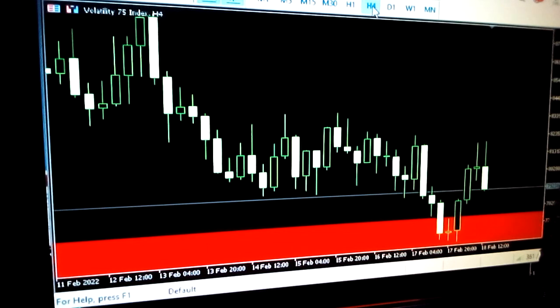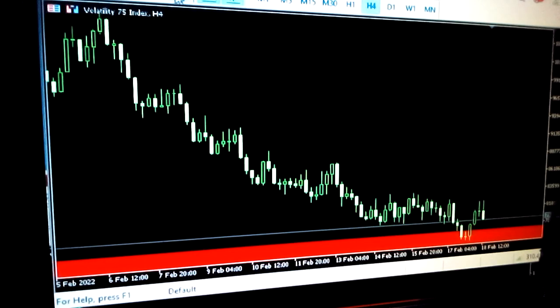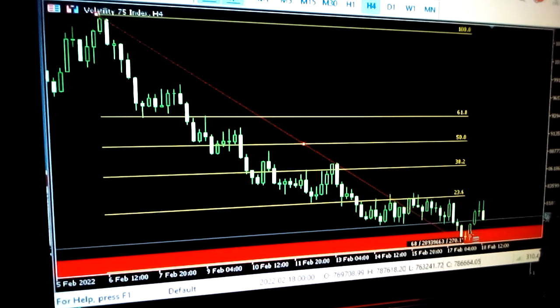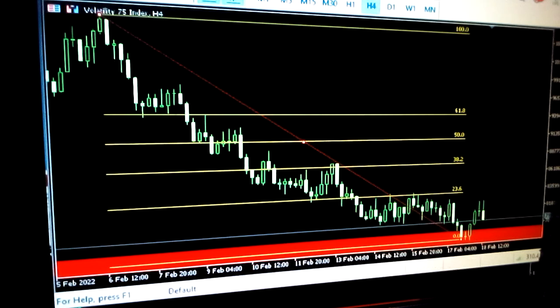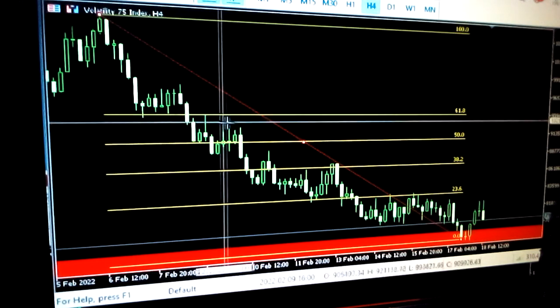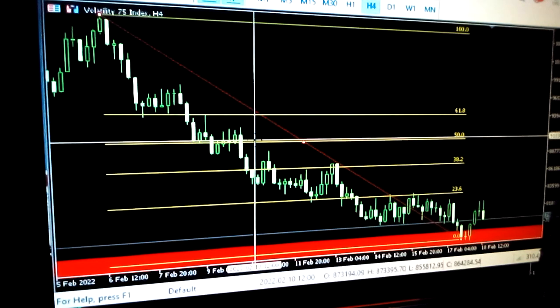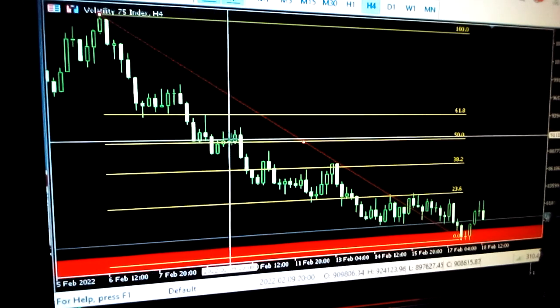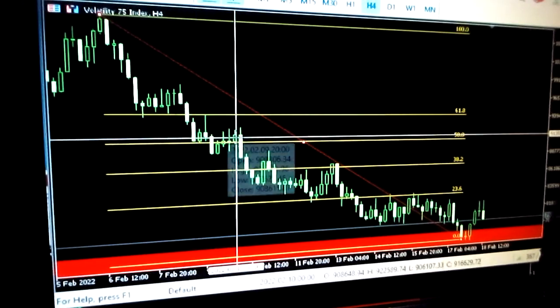It already had this pullback, but for me, I think it's gonna come up to this point. Where is it? We're gonna come up to this level here, if I'm not wrong. Why am I saying that? Because if you can see, we do have an inner order block here.